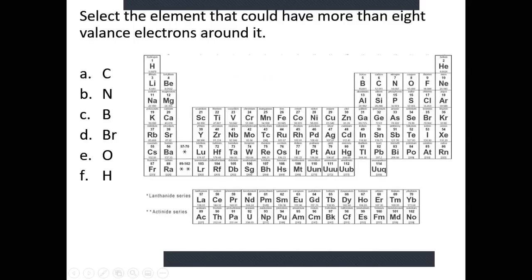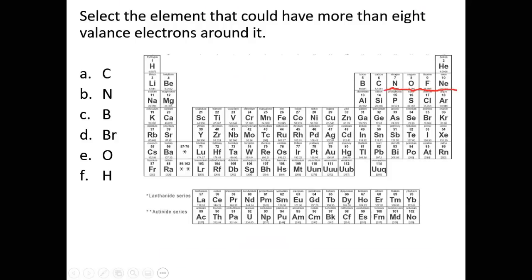Now, moving on to the second question. We want to select which of the following elements could have more than 8 valence electrons. Pay attention here, this is important. You have to start off by looking at row 3 or below. So row 3 is here. Those that can have an expanded octet are going to be the following ones that I highlight in green.